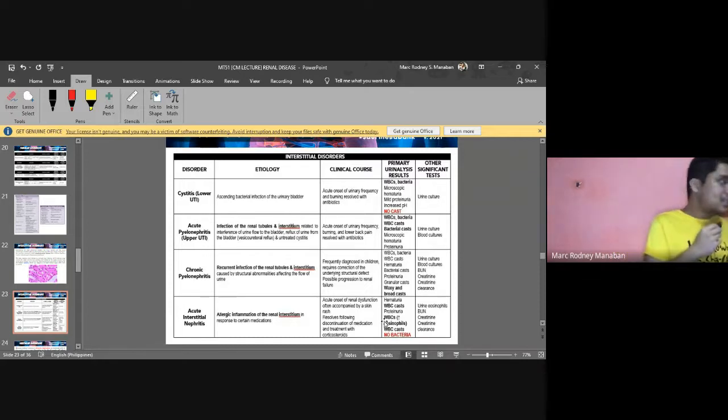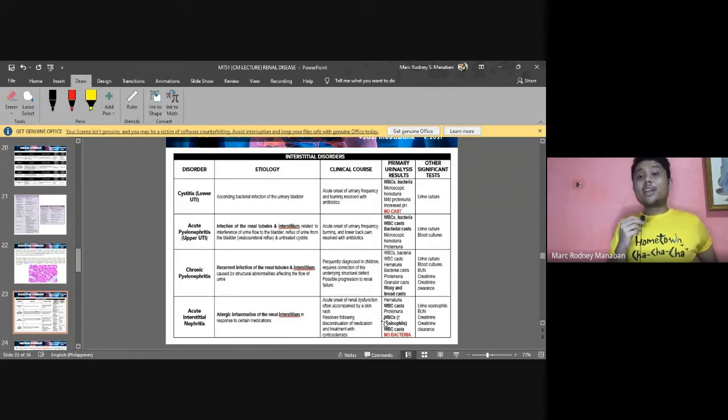Because if there are no WBC or bacterial casts, then that is cystitis, a lower UTI. But if there are WBC casts and bacterial casts, then that indicates bacterial infection in your renal tubules. Therefore, that is acute pyelonephritis. All right? And of course, other significant tests are urine culture and blood culture, because again, it can be bacteremia from the blood reaching the kidneys and causing infection.